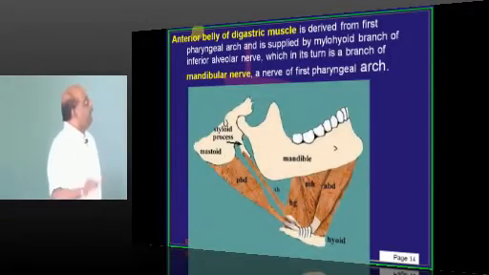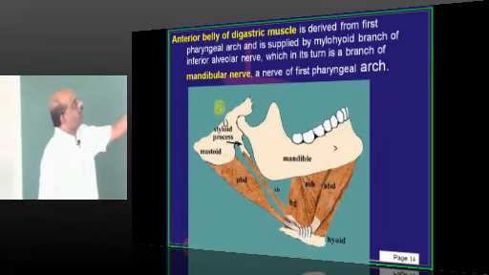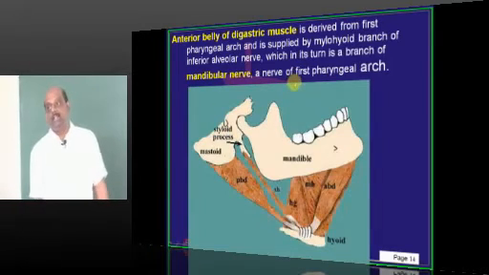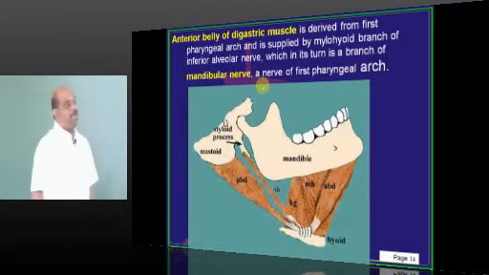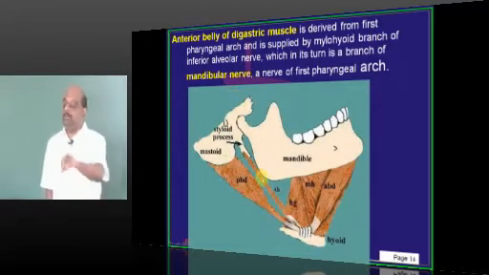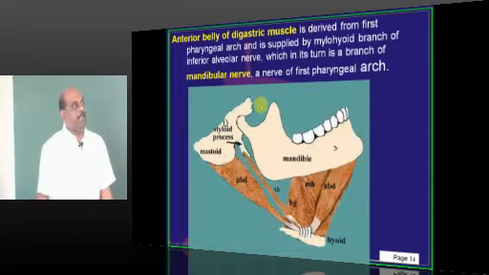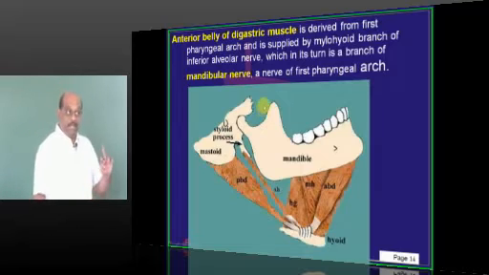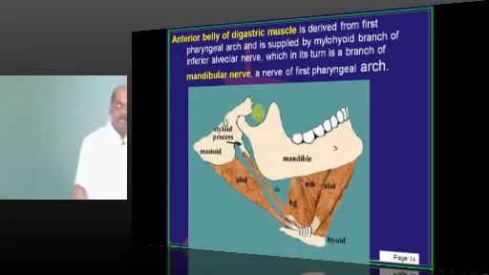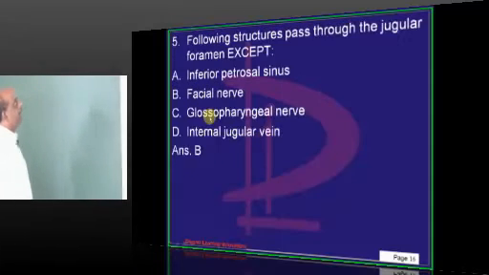So, doctor, anterior belly of digastric, if you take, it is derived from the first pharyngeal arch. That's the reason the mylohyoid branch of the inferior alveolar nerve, which is the branch of the mandibular division, is the one which supplies the anterior belly, whereas posterior belly is from the second pharyngeal arch. Second pharyngeal arch's nerve is the seventh cranial nerve, is what you have to basically remember.